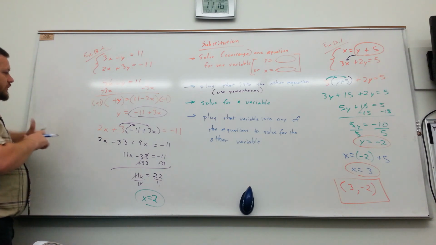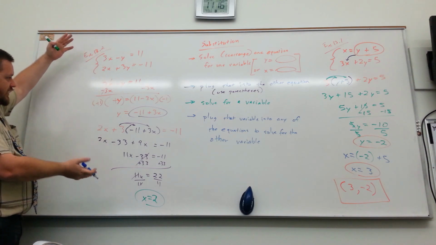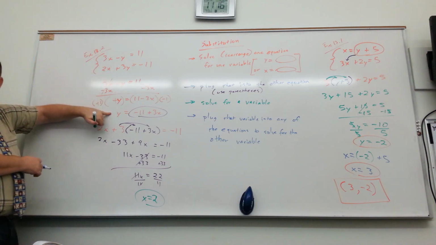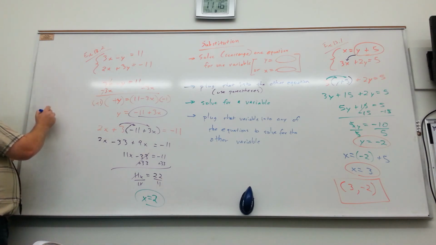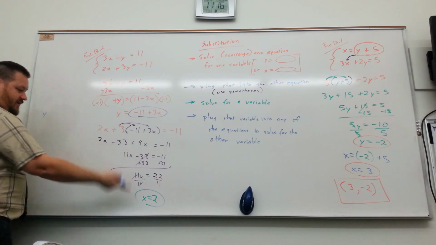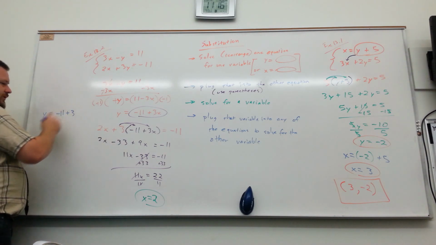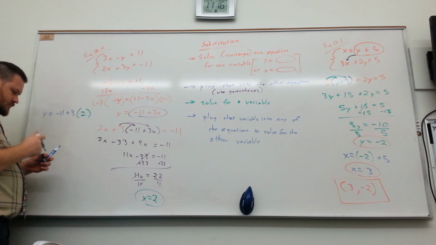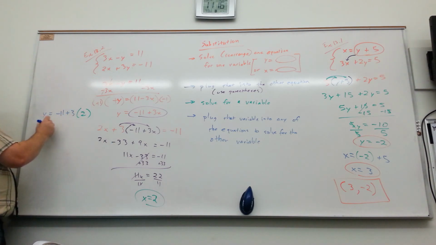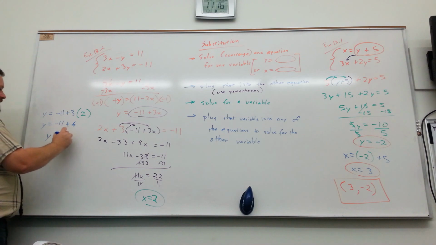Actually, I could use any of these equations. Usually it's easiest to use the one that you already rearranged. So let's take this one here. y, because that's what I'm looking for now. I found x, now I need y. y equals negative 11 plus 3 times x, which is 2. Okay, and negative 11 plus 3 times 2 is 6. Negative 11 plus 6 is negative 5.